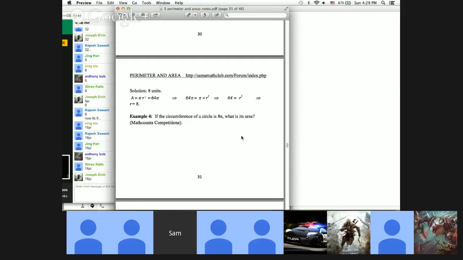Right, nice job, everybody. The answer is 16 pi. So like when I said two-step, basically you have to find the radius first. So 8 pi equals 2 pi r, so r equals 4. And then after you have the radius, you can find the area: pi r squared, pi times 4 squared, which is 16 pi.